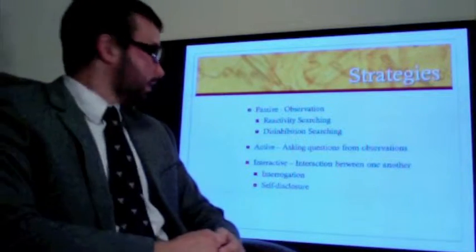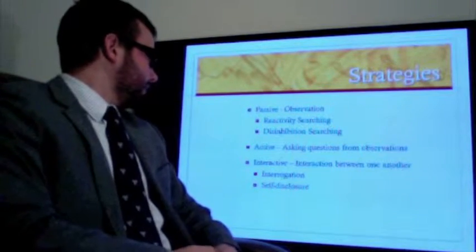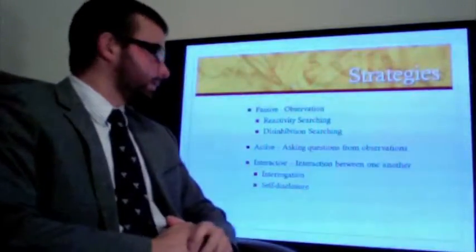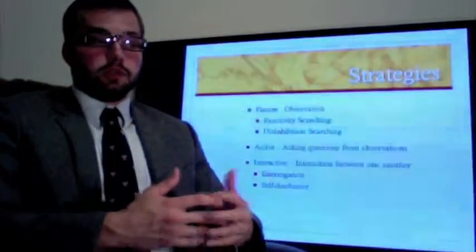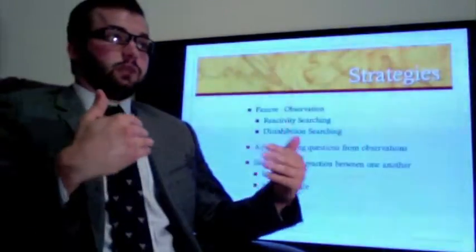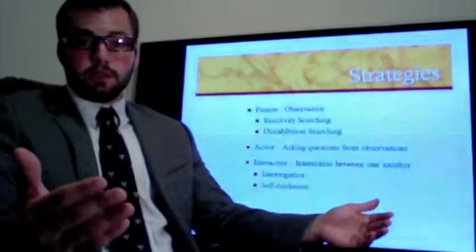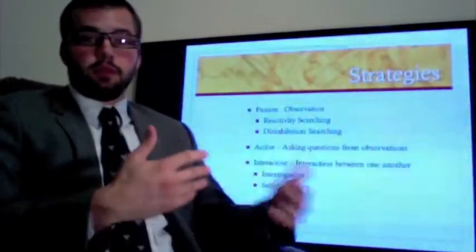Interactive is interaction between one another, obviously. It has two subgroups as well, interrogation and self-disclosure. Interrogation, you're just simply asking questions. You and the other individual you've been observing are together now, you are interacting, and you ask them a question to see what type of person they are. Just questions go back and forth.